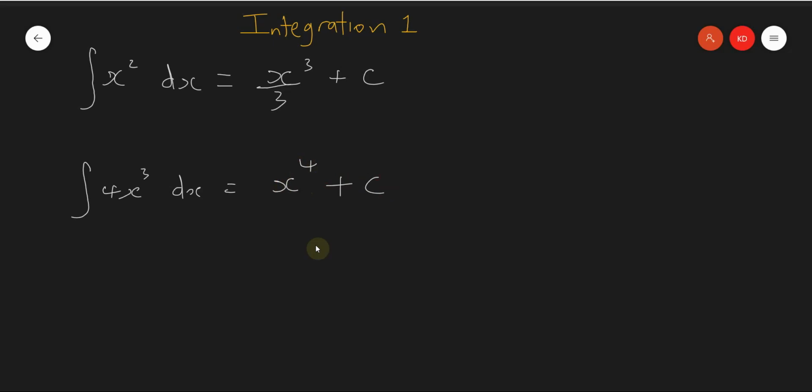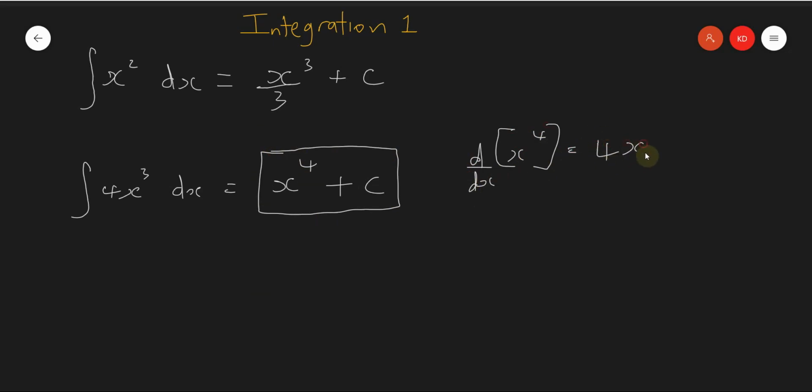Now in this particular problem, we have to integrate 4x cubed. Now if we differentiate x to the 4th, which is in our result right there, you notice that that answer is 4x cubed. So since the question was asking us to integrate 4x cubed, the integral of 4x cubed is simply x to the 4th, because if we differentiate x to the 4th, then we get 4x cubed. And of course you add your constant of integration.